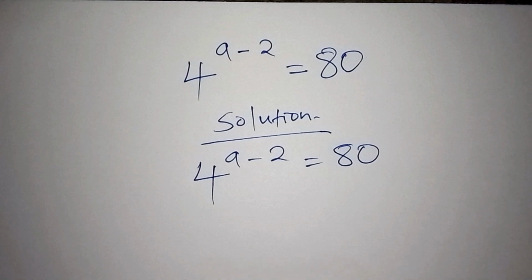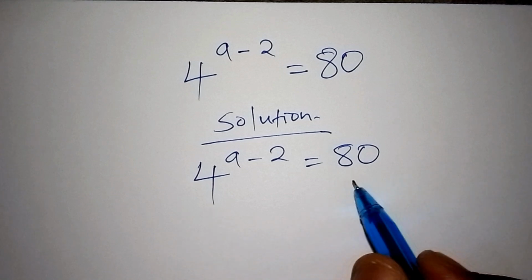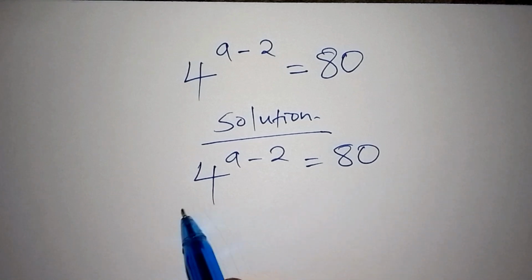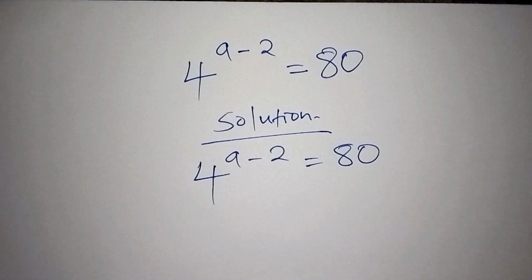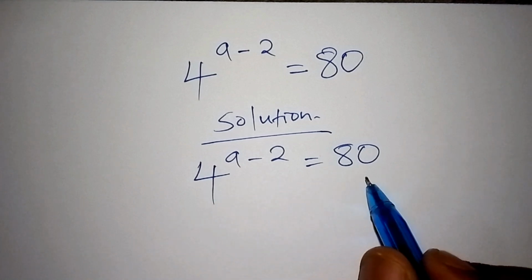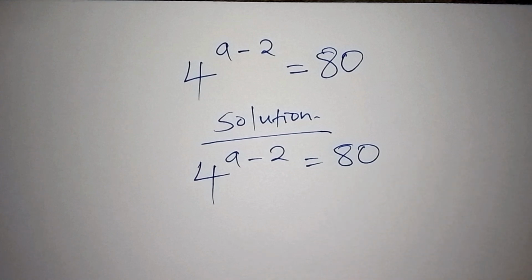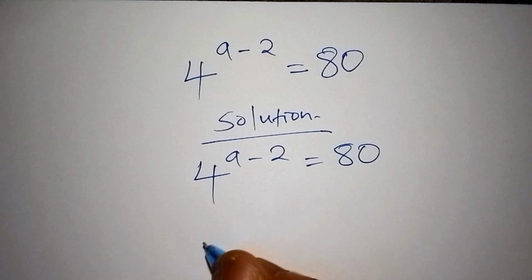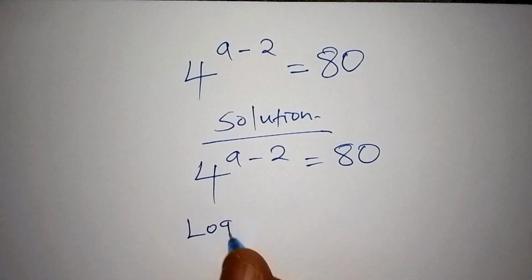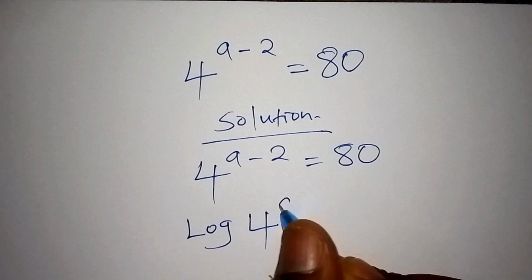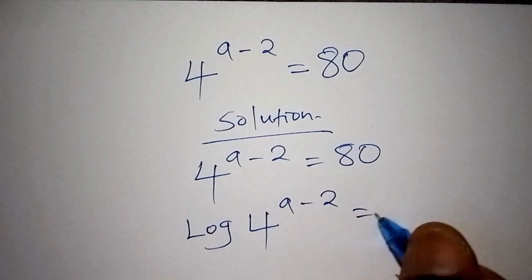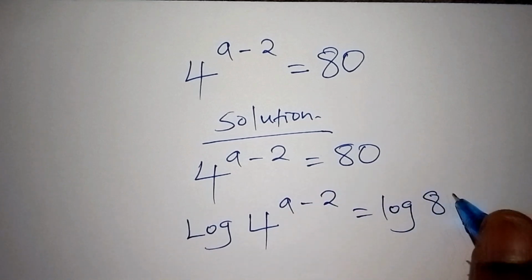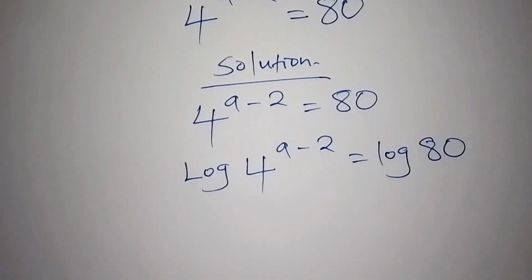The first step is that we need to express 80 to the base of 4, which in this case is impossible. There is no number that you can raise to give us 80 exactly. So we shall be forced to use what is called the log. We shall introduce the log into both sides. Now we shall have the log of 4 to the power of a minus 2 is equal to the log of 80. So that's the first step.